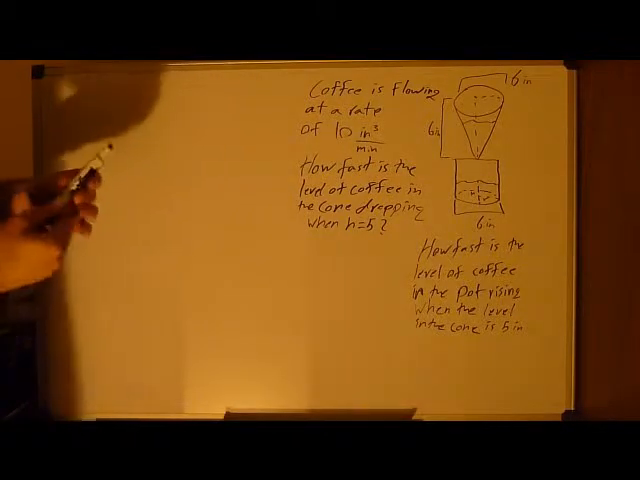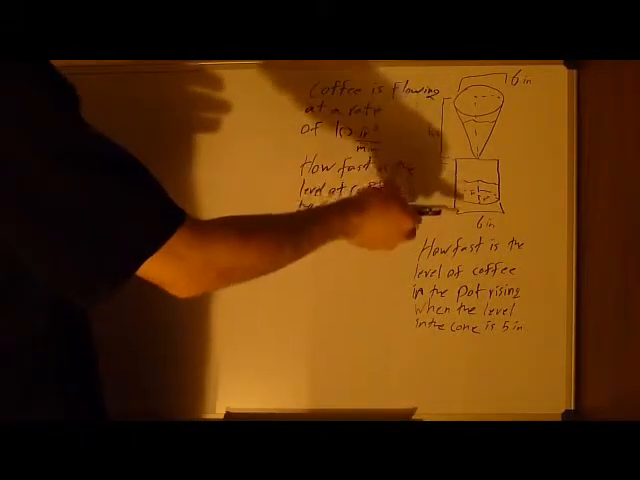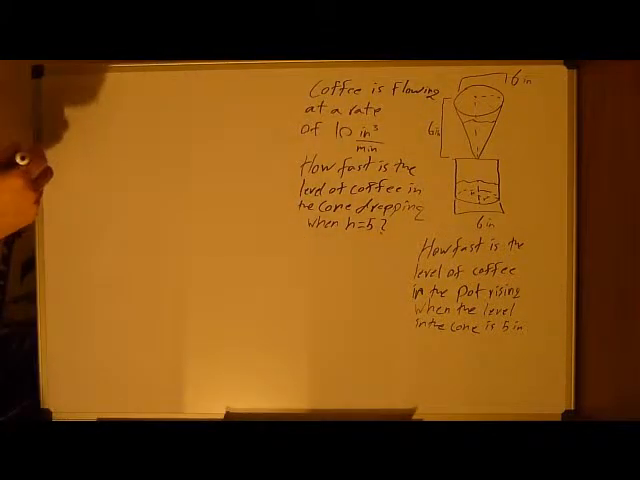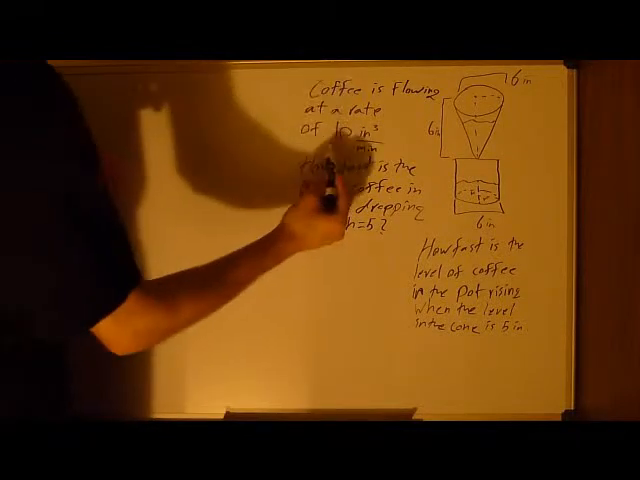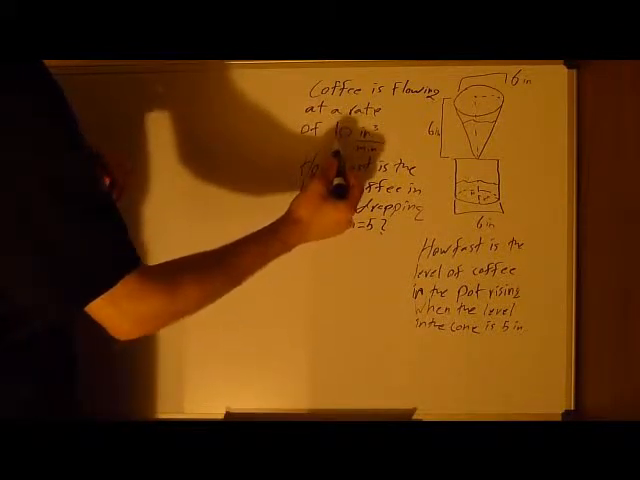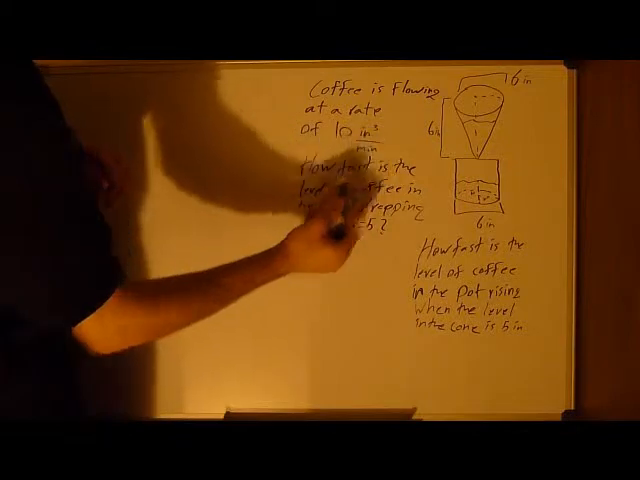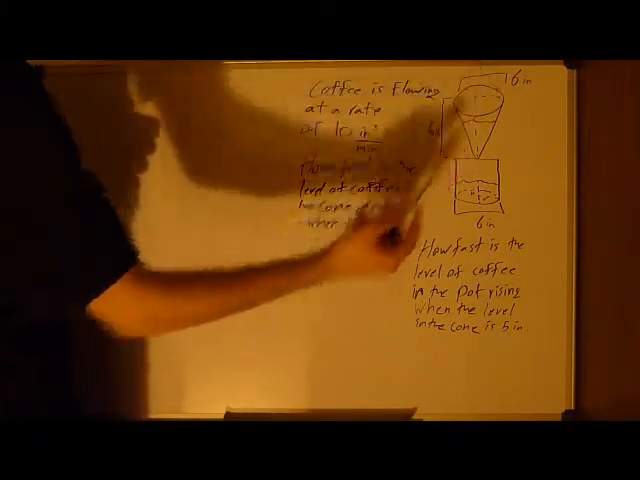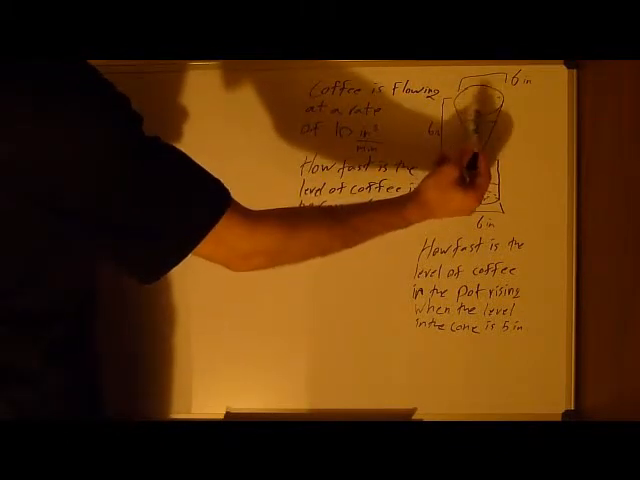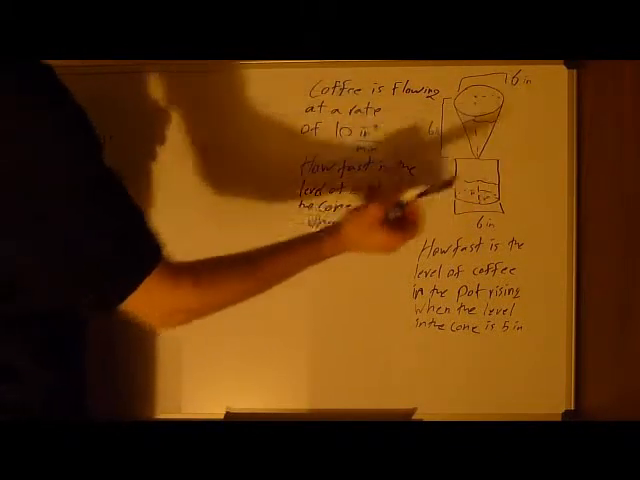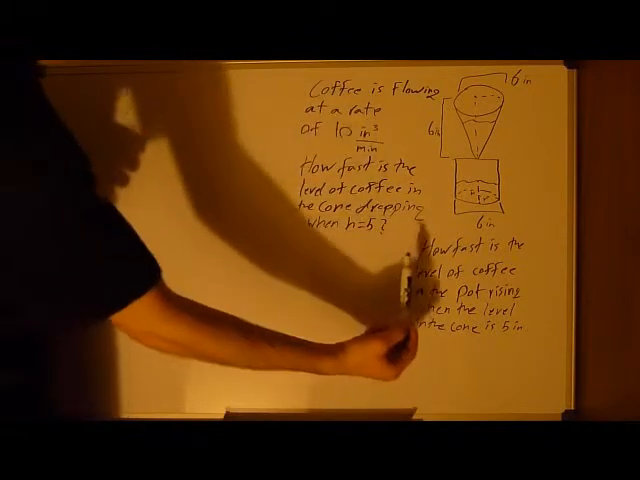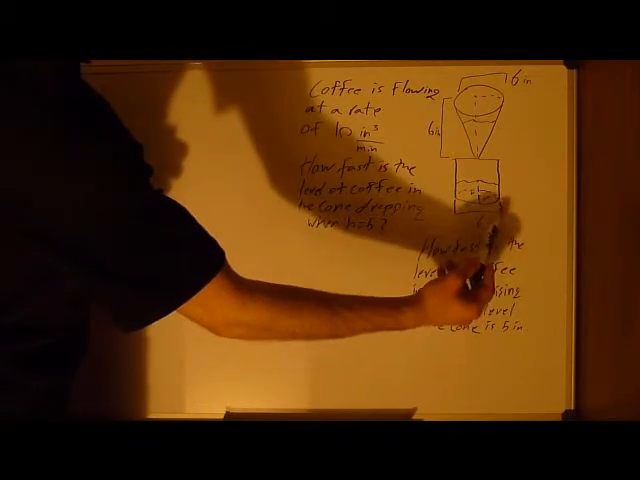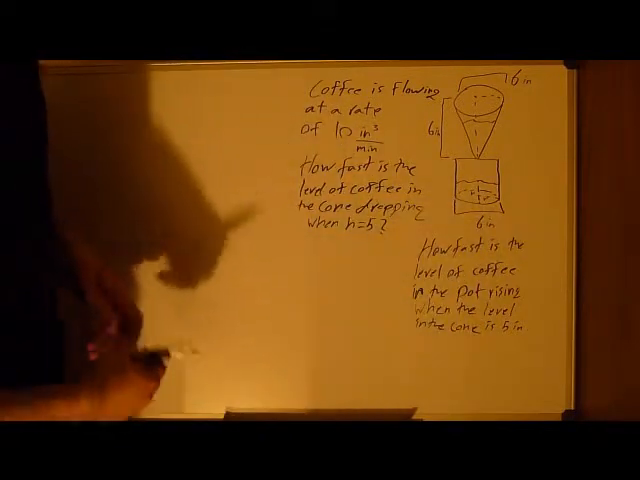Okay, in this problem we have a coffee that is draining from the cone into a pot, of course. The coffee is flowing at a rate of 10 cubic inches per minute, right? Of course, the dimensions of the system are given. The base of the cone has a diameter of 6 inches and a height of 6 inches, and then the base of the cylinder, which is the pot, has a diameter of 6 inches.